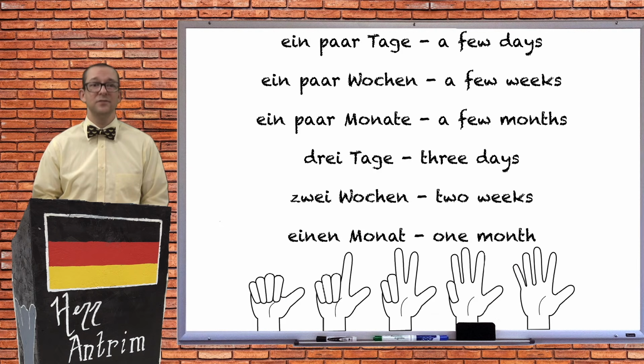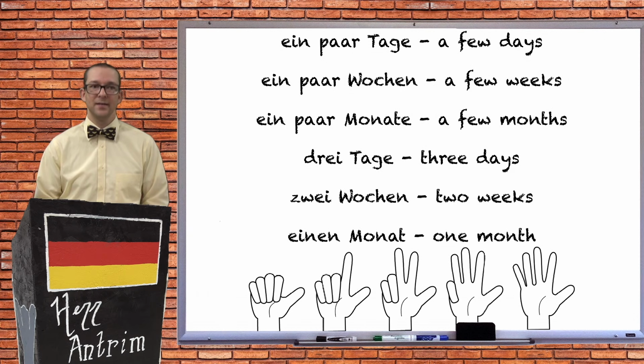The answer doesn't have to be overly specific. You could just say ein paar, and then the appropriate amount of time. For example, ein paar Tage, a few days. Ein paar Wochen, a few weeks. Ein paar Monate, a few months.